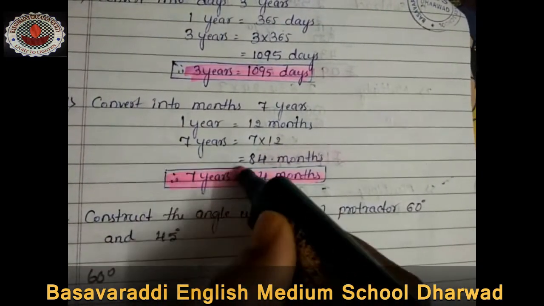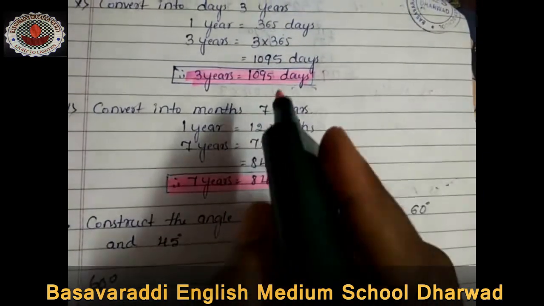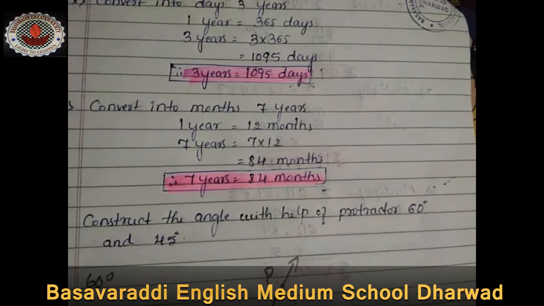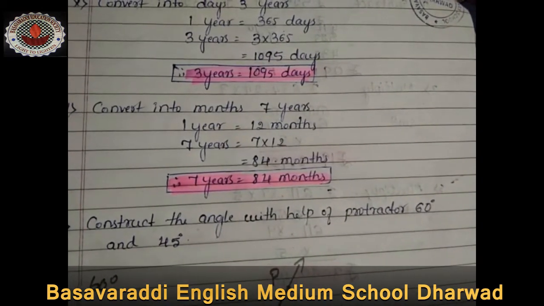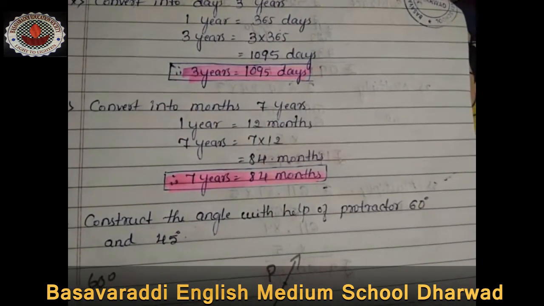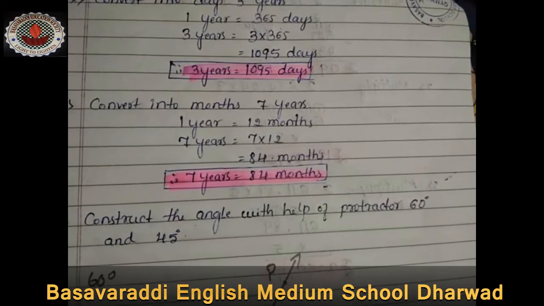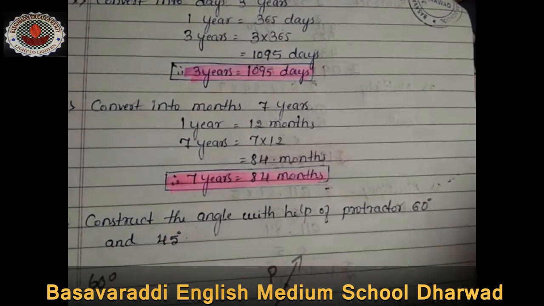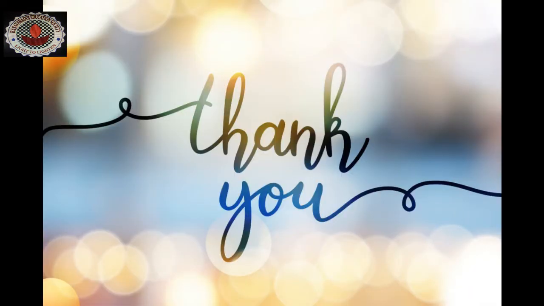So these are the standard units. 1 year is equal to 12 months. Then 1 minute is equal to 60 seconds. 1 day is equal to 24 hours. 1 kg is equal to 1000 grams. 1 meter is equal to 100 centimeters. These are the standard units. Yes, this one is the first revision for the 4th standard.